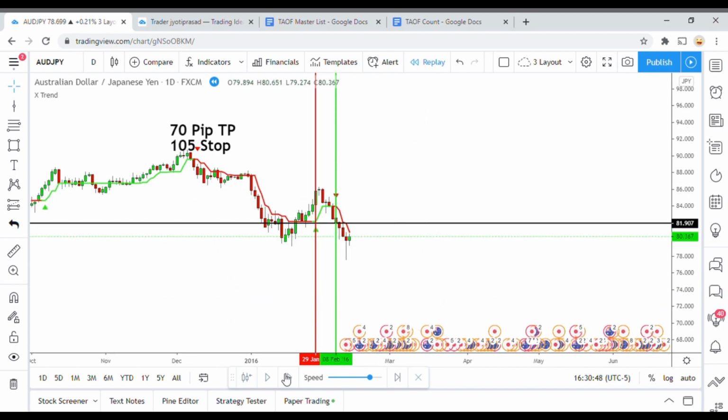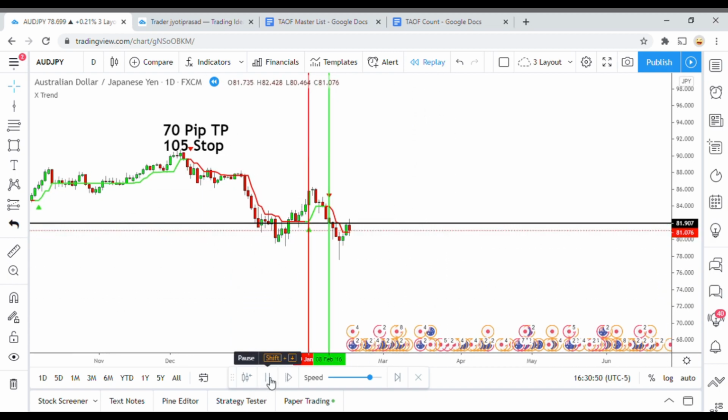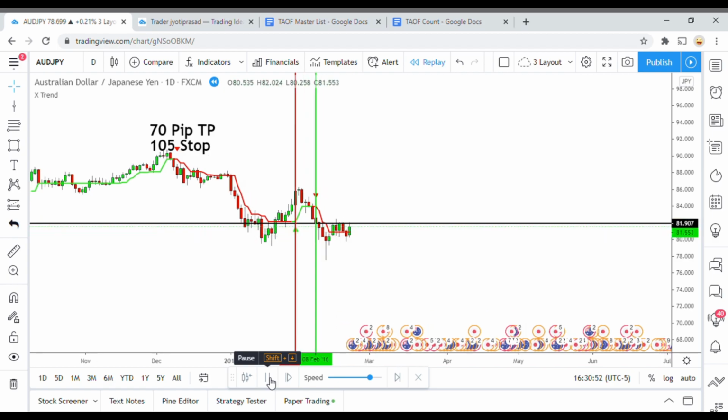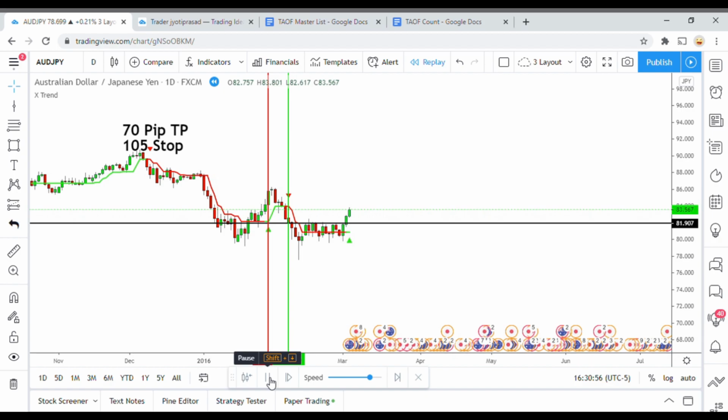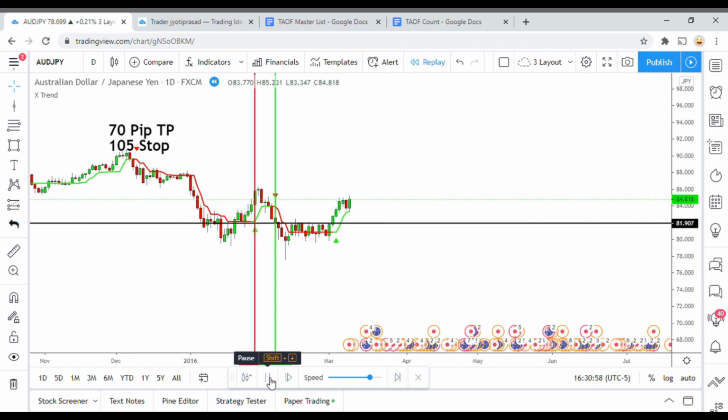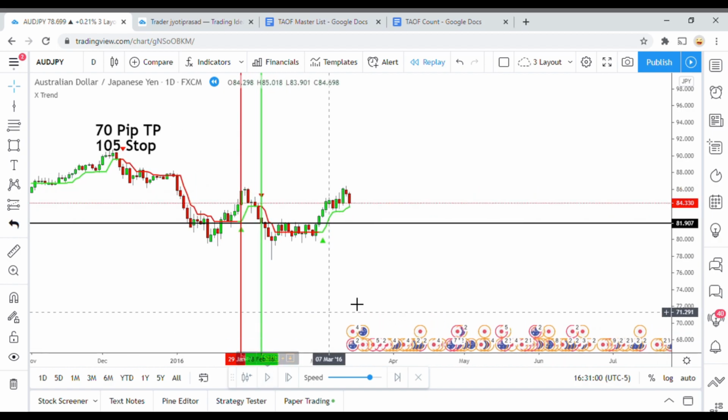That one definitely got us to take profit. Let's go ahead and play it forward and see if it will hold this area or if it will bounce back up. Looks like it might hold. Nope. Took another run back to the upside.